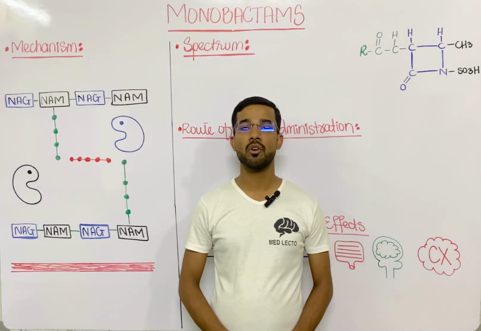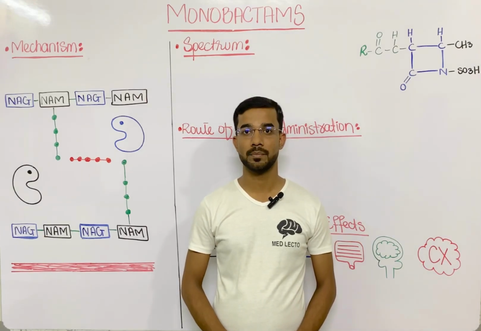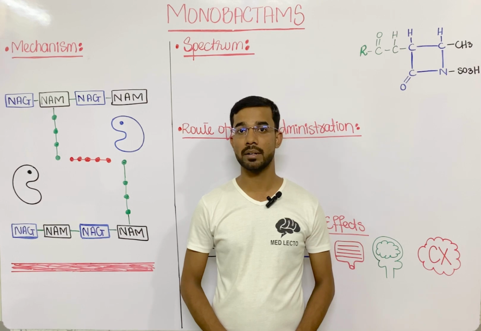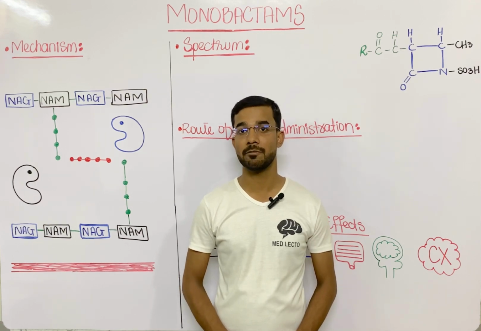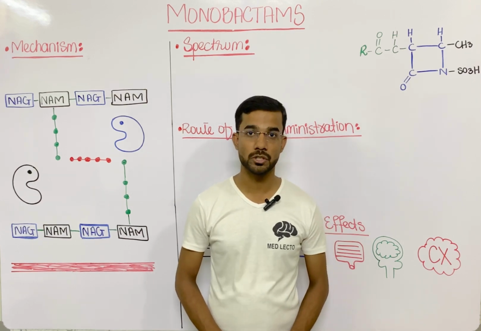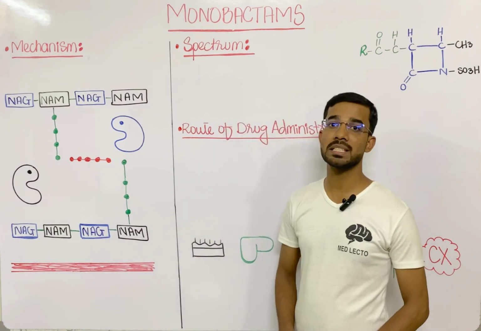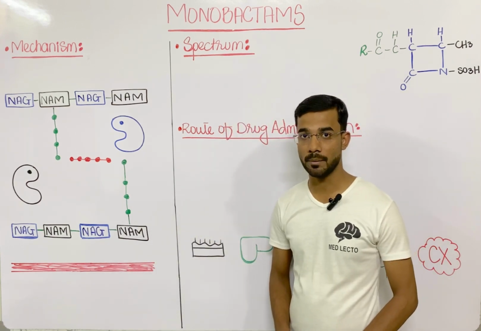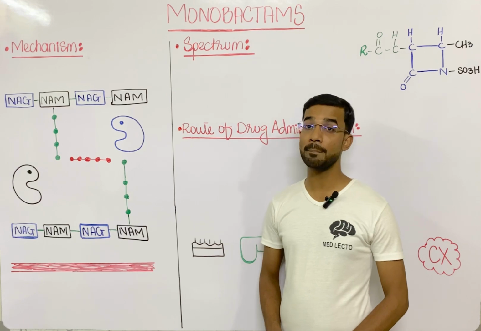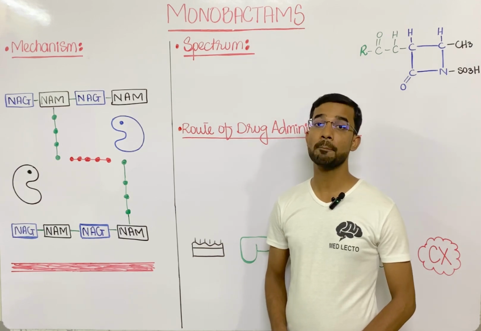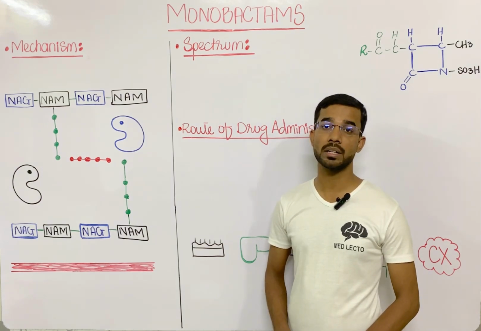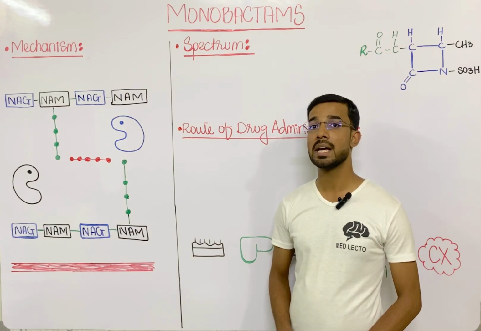In this lecture, we are going to discuss Monobactam, the most important antibiotics against the gram-negative bacteria. So let's get started. First of all, we will discuss the mechanism of the Monobactam. Monobactam actually inhibit the synthesis of the peptidoglycan, the most important component of the bacterial cell wall.